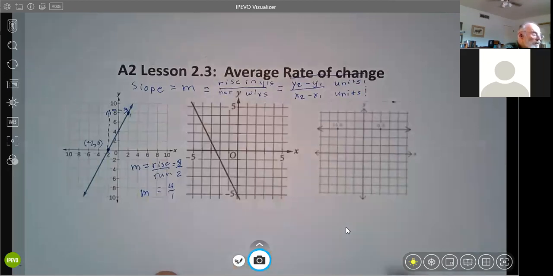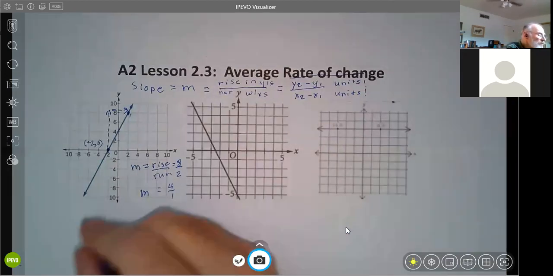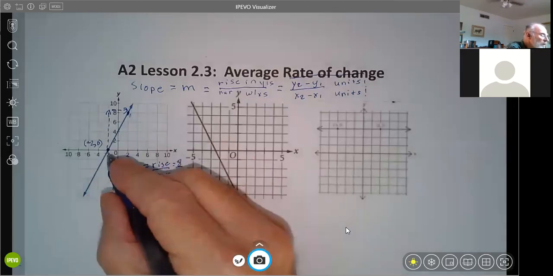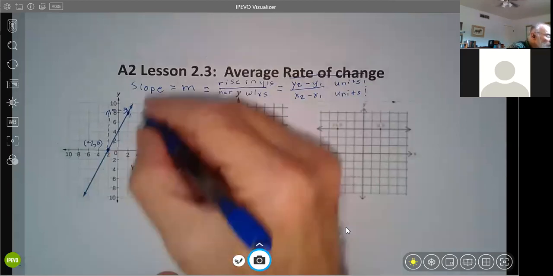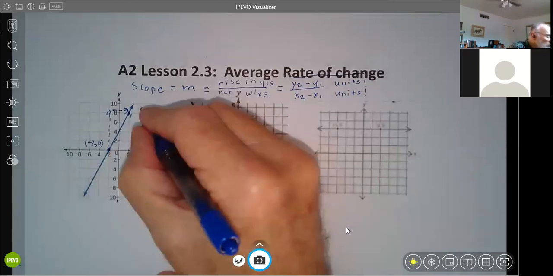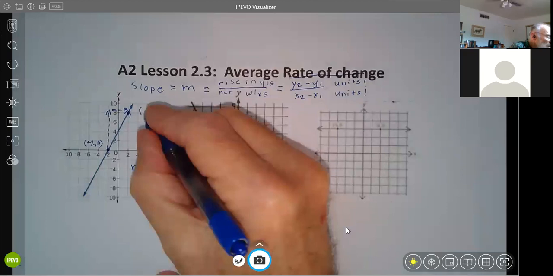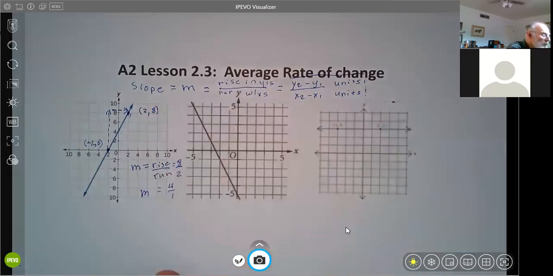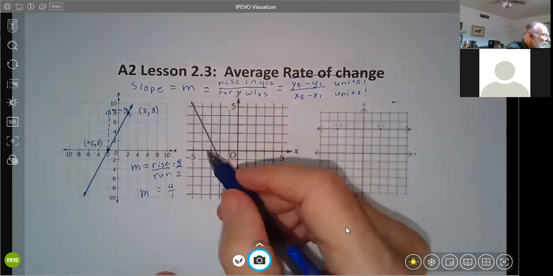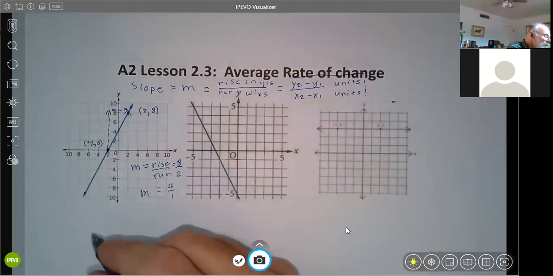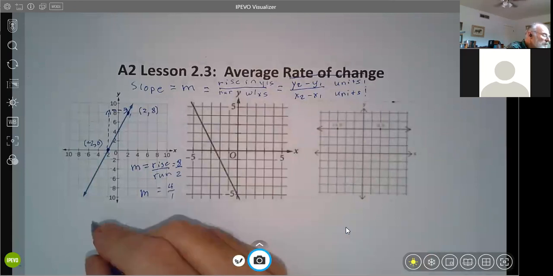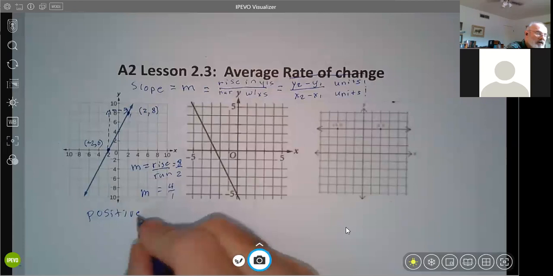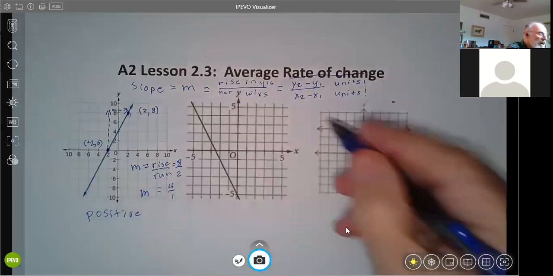All right, and so now this is what we call positive slope. We're starting from left and we're going to right. We always start with the left-hand side here. And by the way, this point over here is x is positive 2, and y is 8. Okay? All right. And so let's see, this is positive slope. Positive slope.